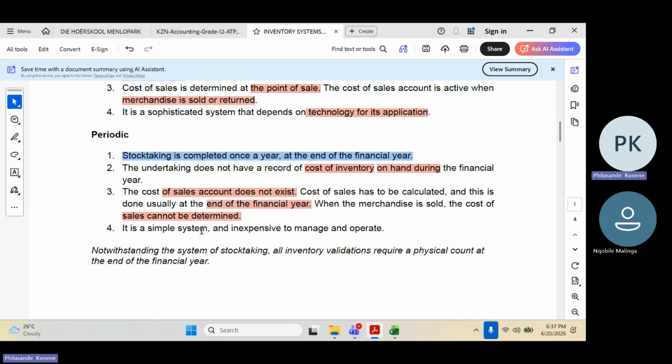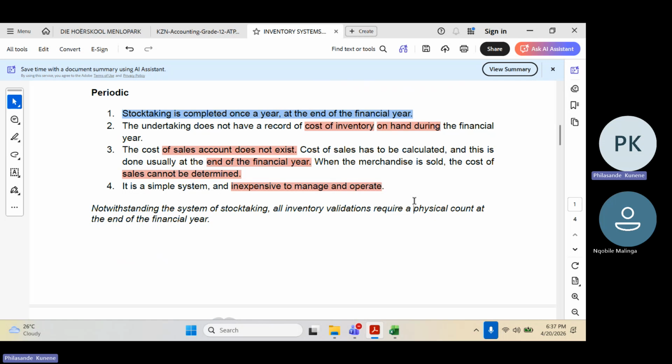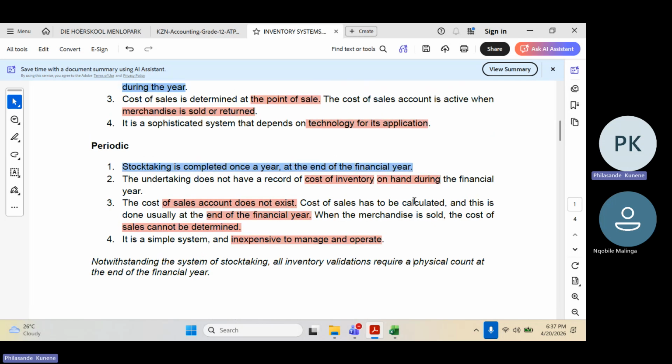Number 4, it is a simple system and inexpensive to manage and operate. Very easy, simple to use. It is for those who cannot afford computers, those who cannot afford technology. Then they can just focus on this one.